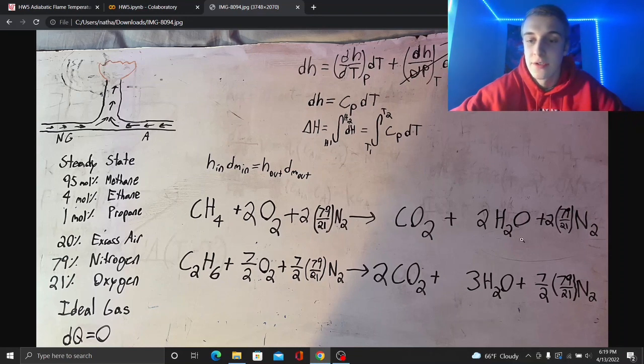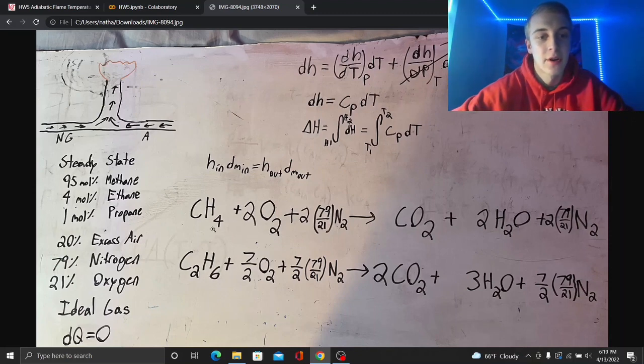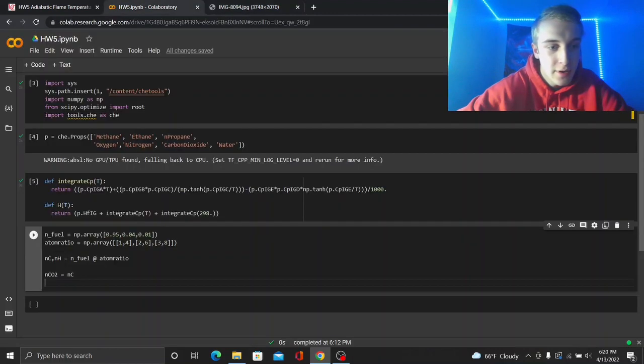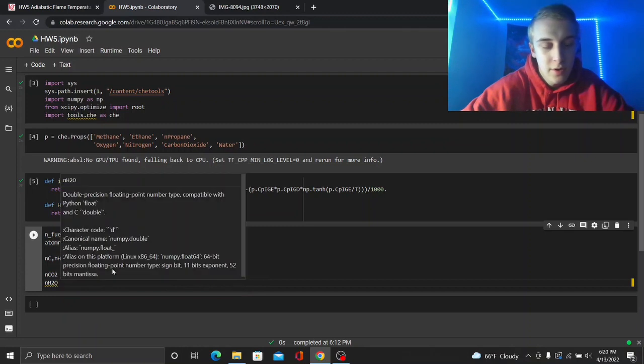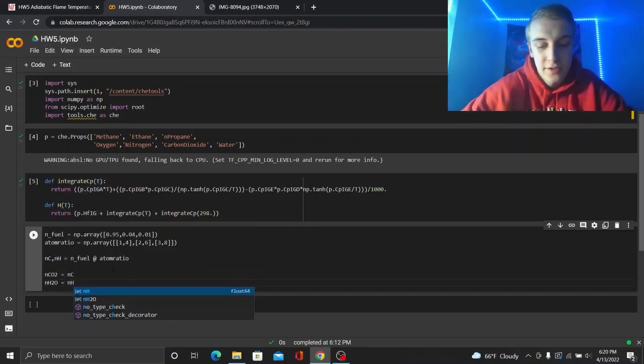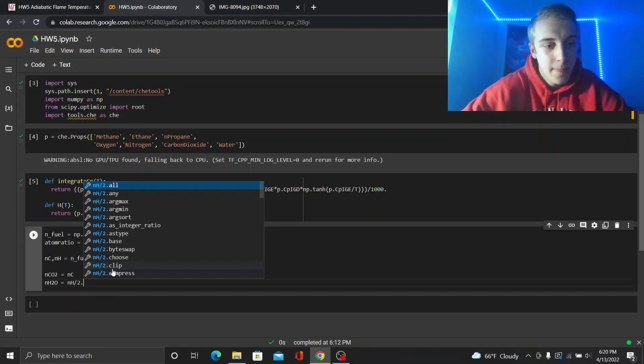And next, for our moles of H2O, that will just be equal to our moles of hydrogen divided by 2, because over here we have 4 moles of hydrogen, and here we have 2 moles of H2O, so 4 divided by 2 is 2. And then in this equation, it's the same thing, where we have 6 moles of hydrogen divided by 2 would be 3 moles, and we have 3 moles of H2O. So for our moles of H2O, that will equal just our moles of hydrogen divided by 2.